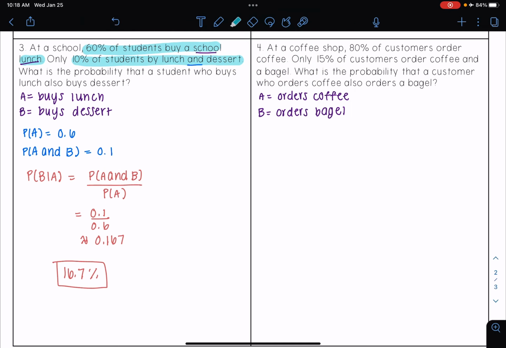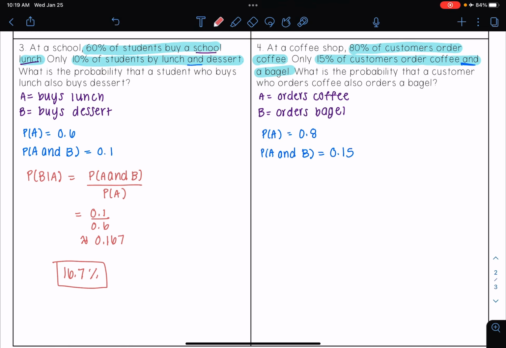And we're given two different probabilities here. We're first given the probability of A, so that 80% of customers order coffee. So that means that the probability of A is equal to 0.8. So again, we change that percentage into a decimal. And then we're also given the event of A and B, because it says that 15% of customers order coffee and a bagel. So the probability of A and B is equal to 0.15.